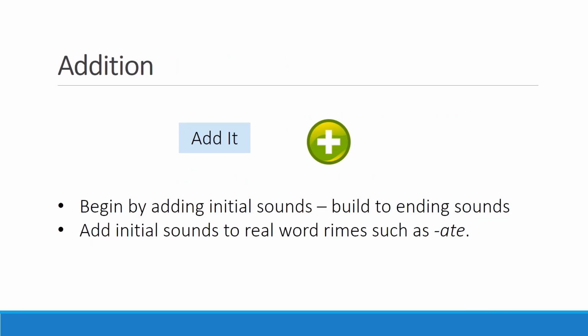In phoneme addition activities, students are asked to add phonemes to a word. For example, what do you get if you add r to 8? Rate. Or, what do you get if you add p to ill? Pill.